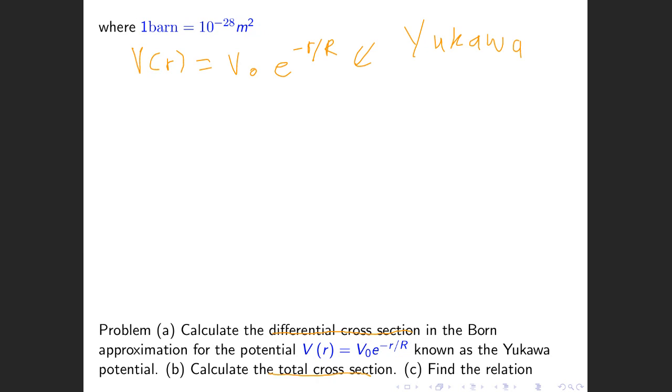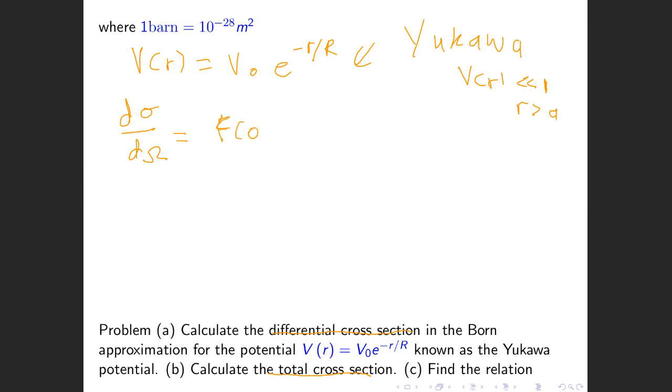For the differential cross section, we had derived a formula in the Born approximation, dσ over dΩ. What we did in the last lecture is that we always assumed that V was very small and also that it had a finite range. In that approximation, we derived a formula.